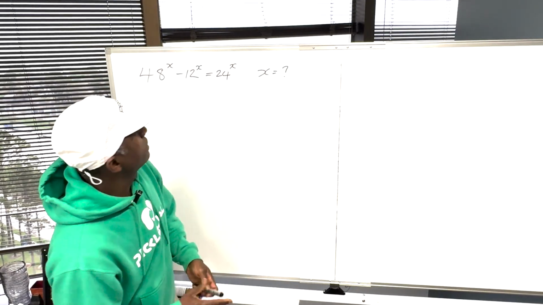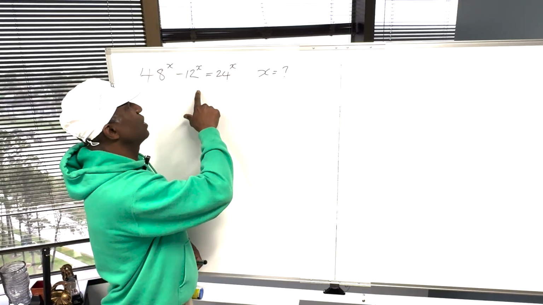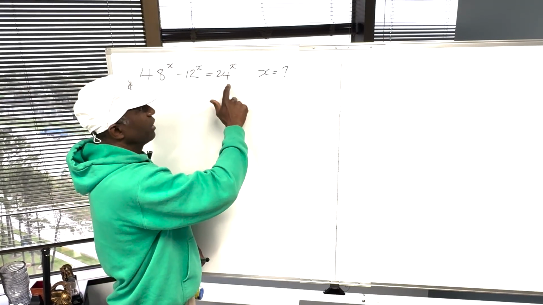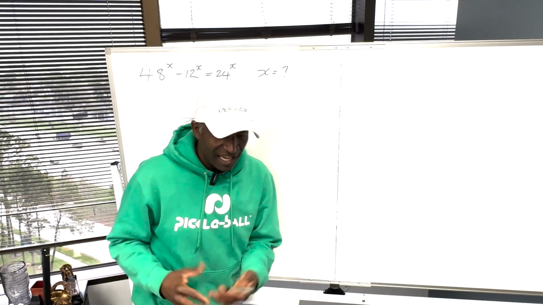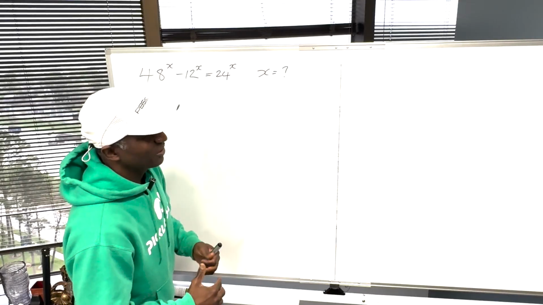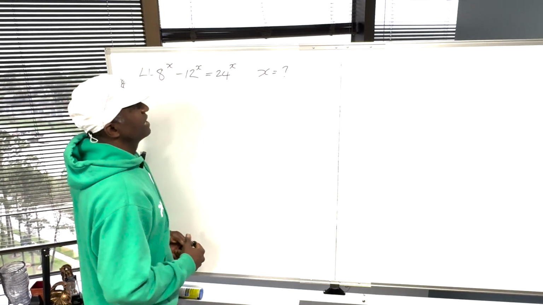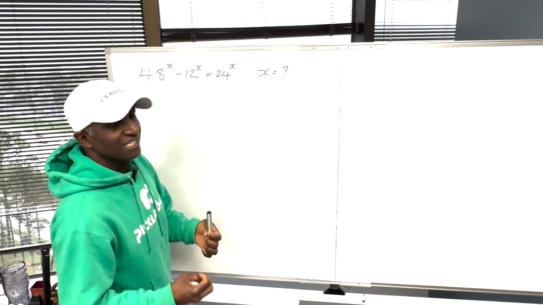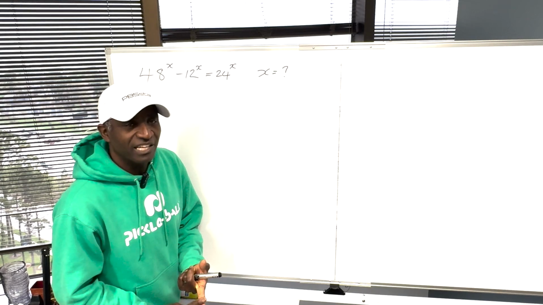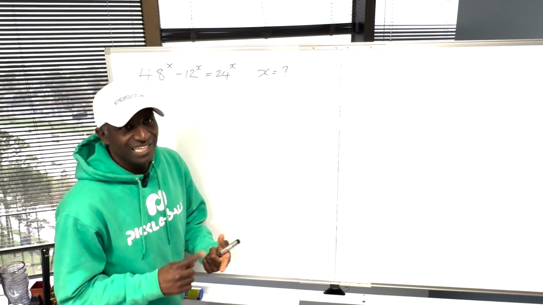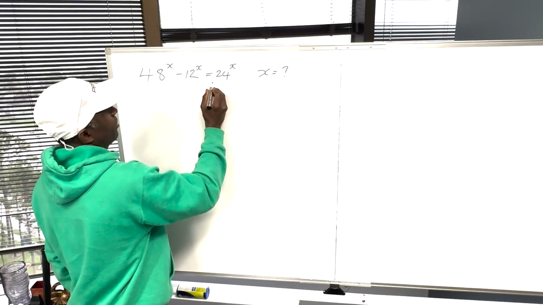Here we are given 48 to the x minus 12 to the x is equal to 24 to the x, and we are asked to solve for x. I love problems like this because it makes sure you actually think. All right, and we have to use some mathematical ingenuity and some mathematical manipulations. Let's get started. First we're gonna divide everything by 12.